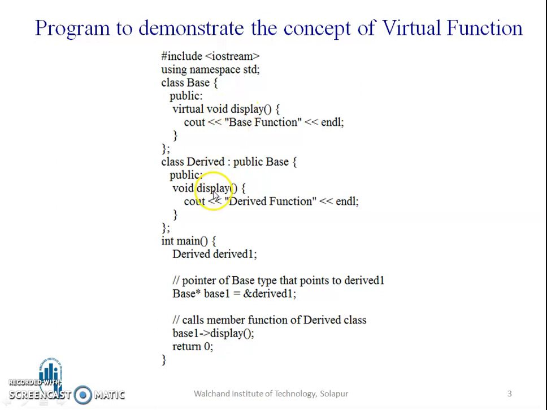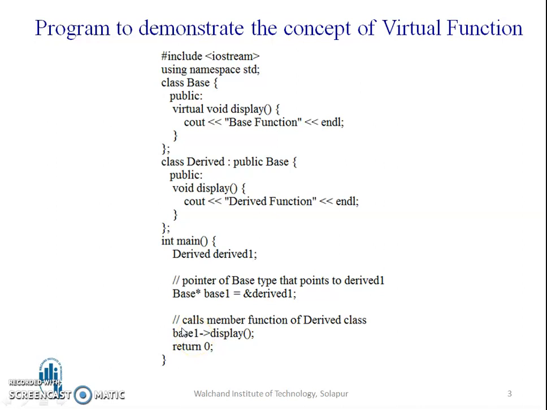So both functions have the same name, that is display. The return type is the same, that is void, and both functions do not accept any arguments. Here in the main function we have created an object of the derived class, that is derived1. Base1 is the pointer of base type. It points to the derived object. This statement calls the display function through a base pointer. So a virtual function is called through a base pointer.